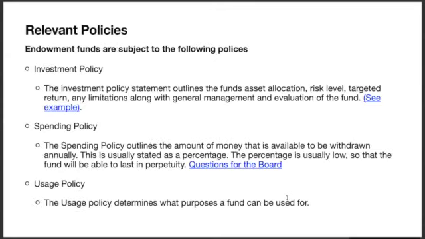So relevant policies. The thing with endowments, as I mentioned earlier, is that there are certain laws that you have to comply with and regulatory filings that you have to complete. And one of those is to have an investment policy statement, a spending policy statement, and a usage policy. Each endowment that your organization maintains, you have to have separate policies and separate fund documents for each of those endowment funds. So an investment policy statement, at a very high level, outlines the fund's asset allocation, risk levels, return, and any limitations, along with general management and evaluation of the fund.